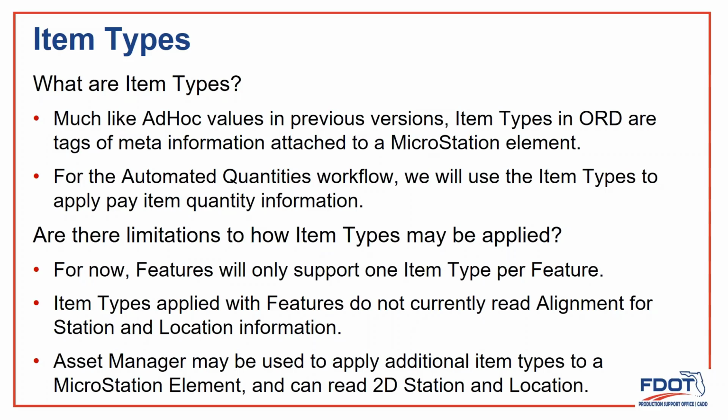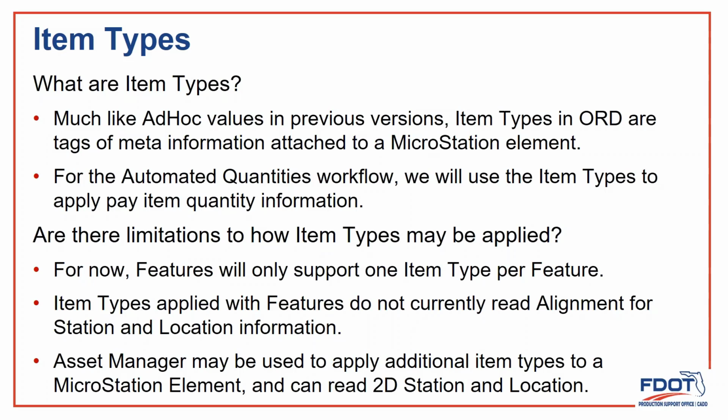Currently, we would have to use Asset Manager to apply secondary or additional item types. An element can have as many item types on it as you want. We haven't found a limit to that yet. So if you have a MicroStation element that has several item types on it, it will still support that.